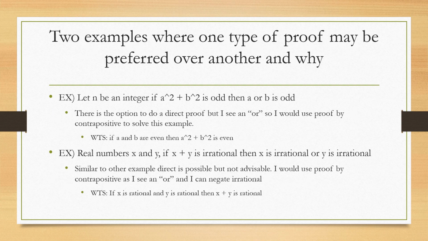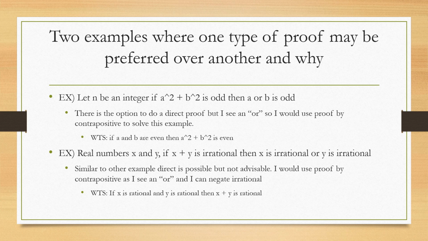2 examples where one type of proof may be preferred over another. So let n be an integer, if a squared plus b squared is odd, then a or b is odd. And I would use proof by contrapositive here because I see an or, and it simplifies it.